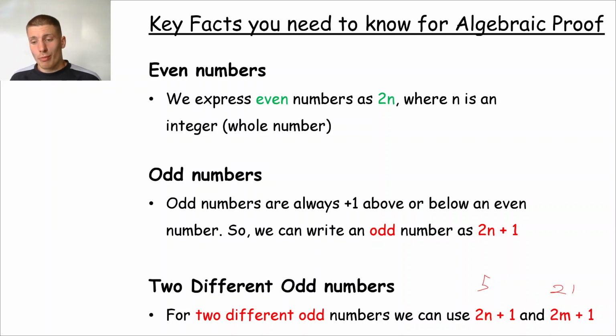You could actually also do this a little bit differently. If you wanted consecutive odd numbers, you could write 2n plus 1 and then 2n plus 3. There's sort of different ways that you can write things, but I'm just keeping it quite simple for the time being, and that's going to be enough, hopefully.